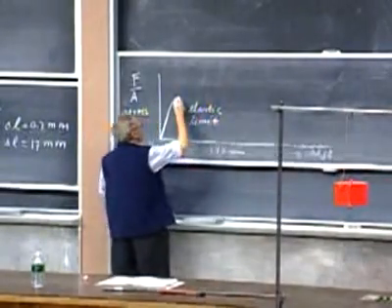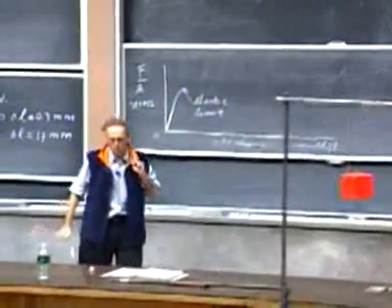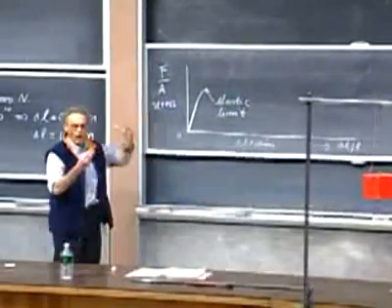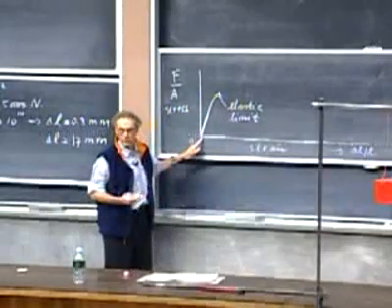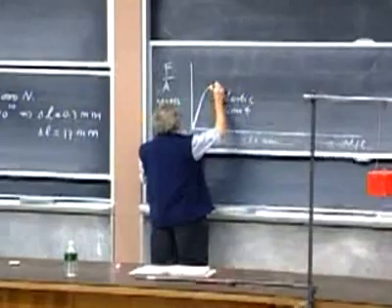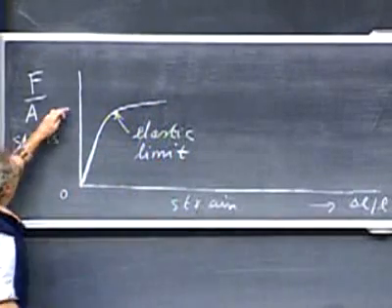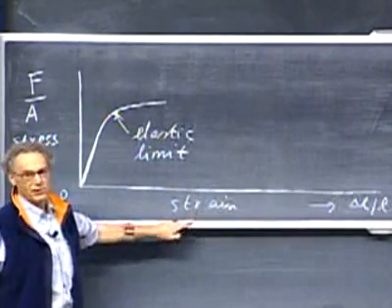And even though this portion is no longer linear, so even though Hooke's law no longer holds, still, if you take the weight off the wire, off the rod, it will still come back to 0. Once you are past this point, that is no longer the case. You will now see also that a small increase of stress will give a huge strain.